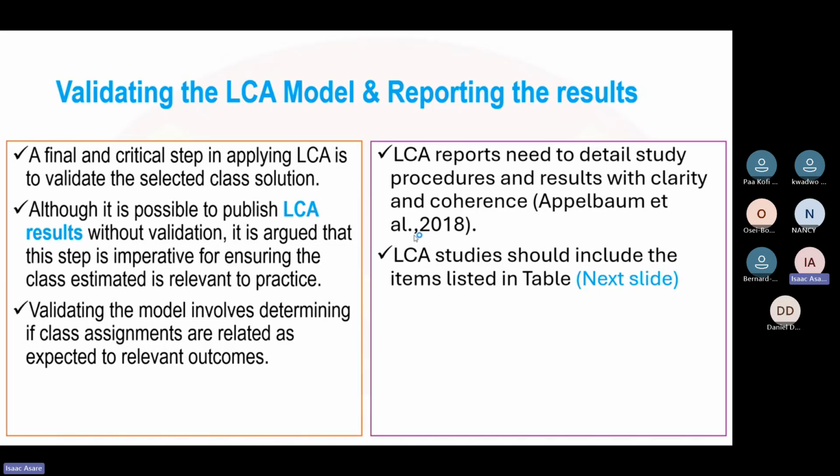So we are saying validating the model involves determining if class assignments are related as expected to relevant outcomes. And all this, you can do all this through what? Research, through review. You need to do enough reviewing. You need to do a lot of searching. You need to search. That's the only way out.